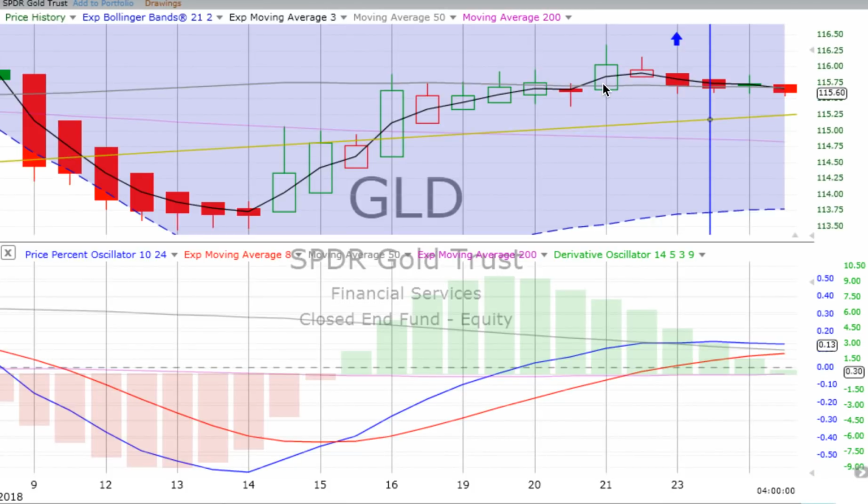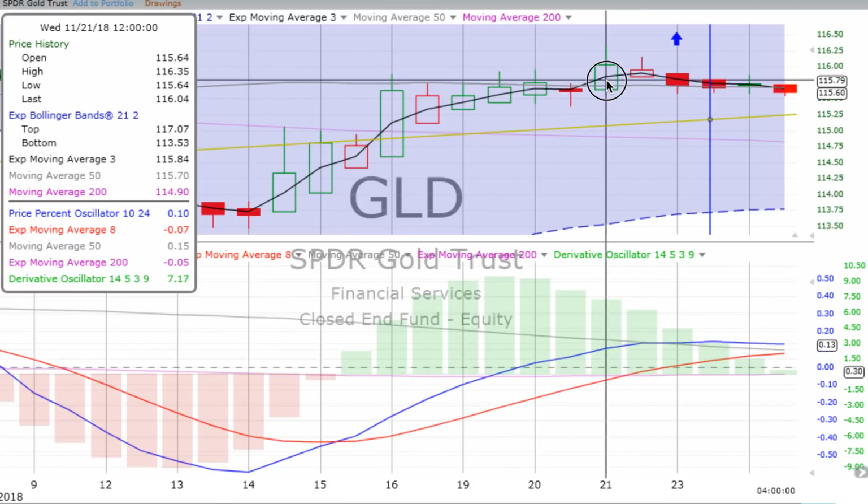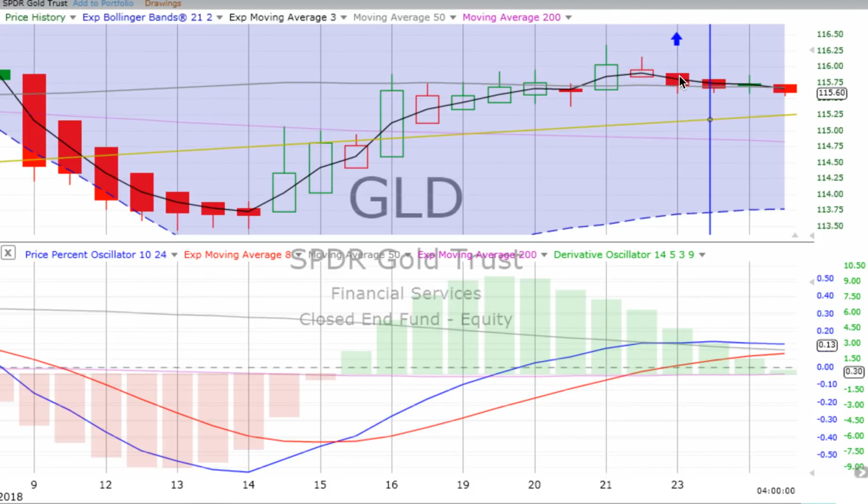You can see that things on gold really peaked out back in the morning on the 21st, Wednesday, and then have really been sliding sort of sideways, tending down since then. Derivative oscillator losing upward momentum. Price percent oscillator heading down too. So keep an eye on things.